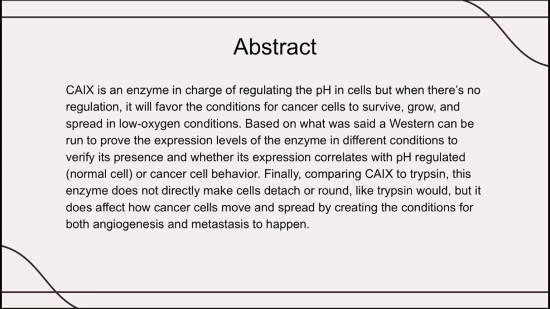Our enzyme is carbonic anhydrase 9, which is an enzyme in charge of regulating the pH in cells, but when there is no regulation, it will favor the conditions for cancer cells to survive, grow, and spread in low oxygen conditions. Based on this, a Western can be run to prove the expression levels of the enzyme in different conditions to verify its presence and whether its expression correlates with pH regulated, a normal cell, or cancer cell behavior.